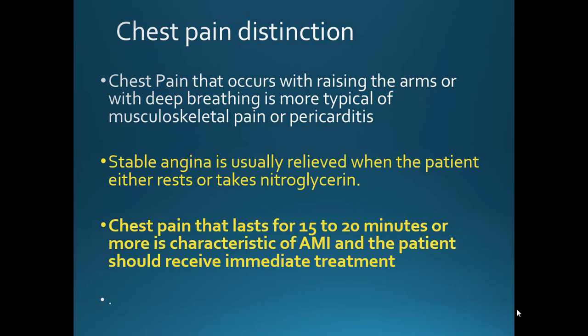There are many different types of chest pain that patients experience, and so we need to be able to identify the chest pain of an acute MI. Chest pain that occurs with raising the arms or with deep breathing is more typical of musculoskeletal pain or pericarditis, and not coronary artery occlusions. Stable angina is defined as chest pain that is relieved within 15 minutes by rest or by taking nitroglycerin tablets. Chest pain that lasts for 20 minutes or more and is not relieved by rest or nitroglycerin is more characteristic of an acute MI, and the patient should receive immediate treatment.